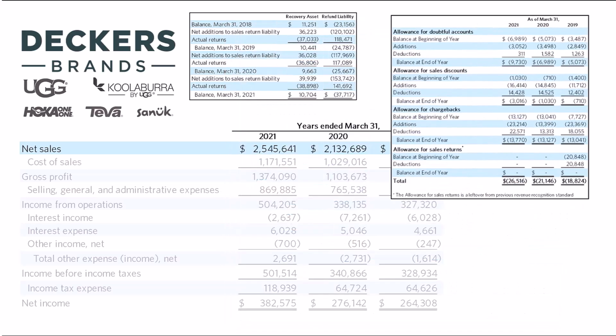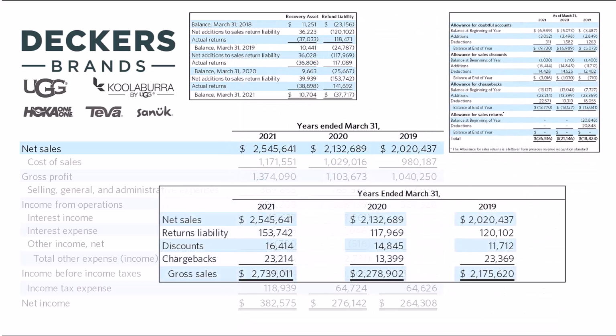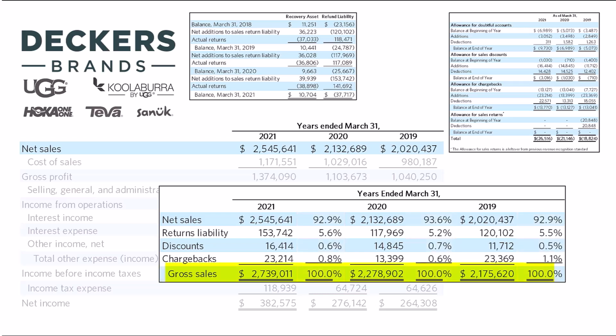We can gauge the magnitude of the discounts and other adjustments by comparing them to gross sales. We compute gross sales by adding back the deductions. We can then compute the adjustments as a percentage of sales.